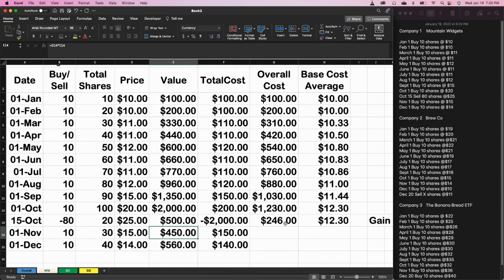So our overall cost, now this time, we can't just drag this down. We need to restart because we did the event. So it's going to be equal to that plus the new amount we sold. So 396, and we'll drag that down. And our final dollar cost average of the year is $13.40.